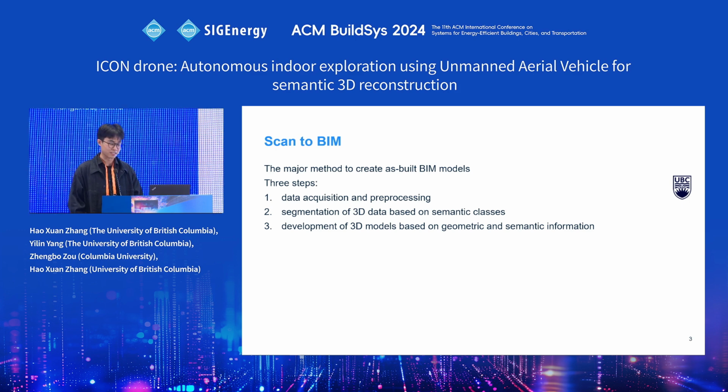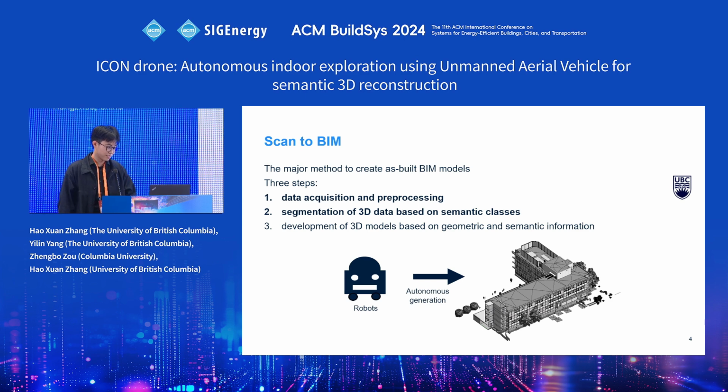The first step is data acquisition and pre-processing. That basically means capturing the geometries of the building, let's say a point cloud of the building. The second part is semantic segmentation of the 3D data. The data you collected is just raw 3D point clouds, a bunch of points with no meaning. So you want to identify different parts of the point cloud, let's say the ceilings, walls, and floors for building applications. And lastly, we develop a 3D model, an actual BIM instead of point clouds.